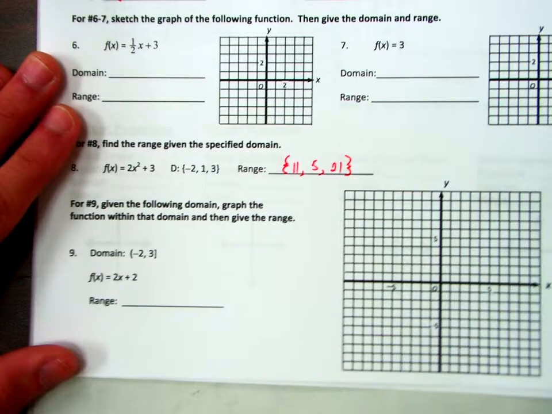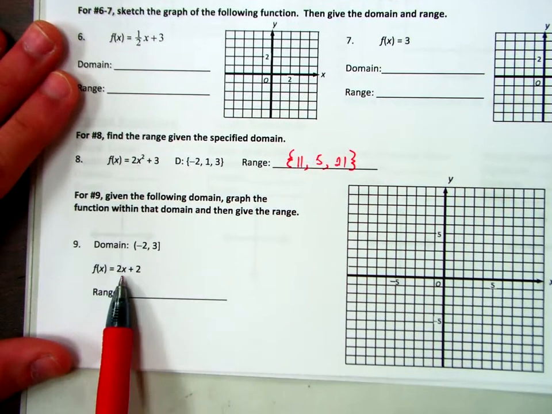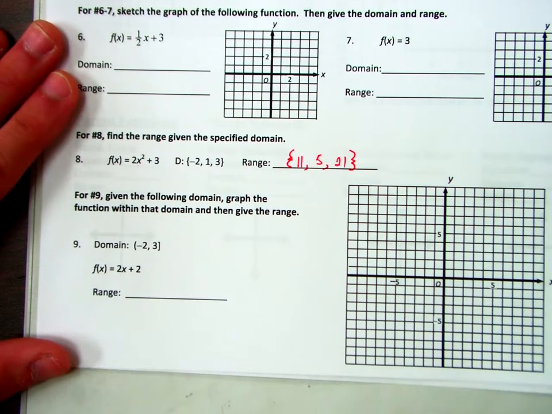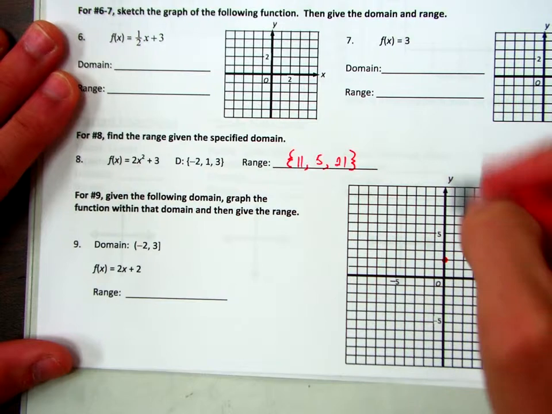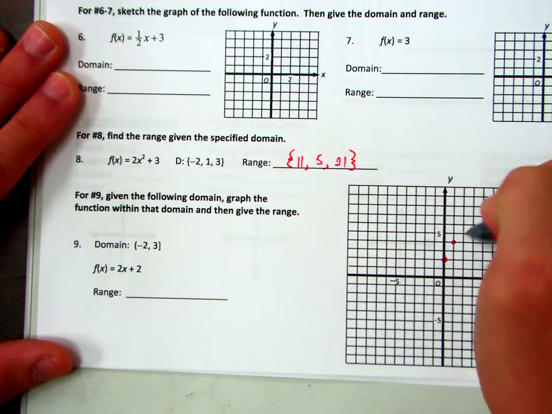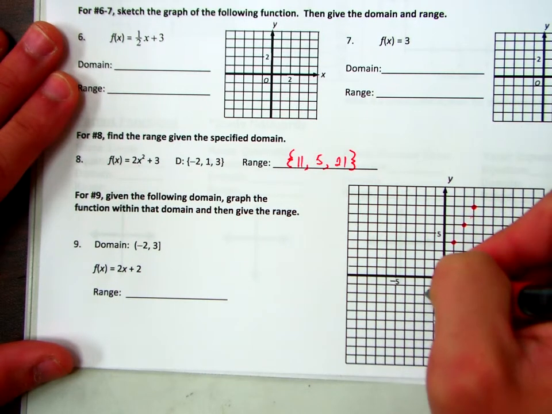Okay, this is the one that I'm going to do very quickly, and it's kind of an important concept. So if I'm going to graph this, it says 2x plus 2. So it starts at 2, and then it goes up 2, right 1, up 2, right 1, up 2, right 1, and then I'm going to put an open dot right here.